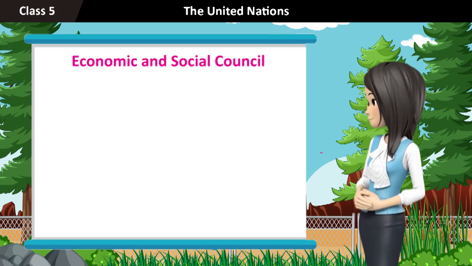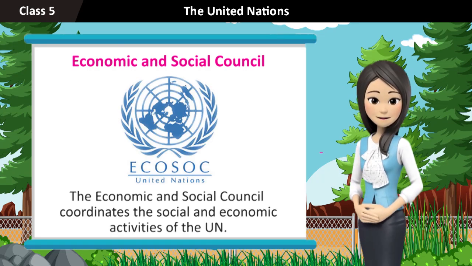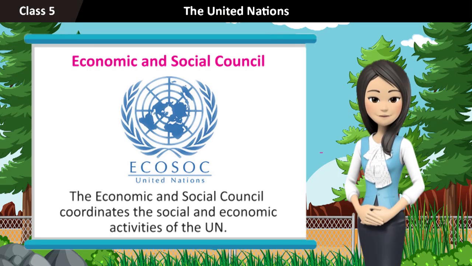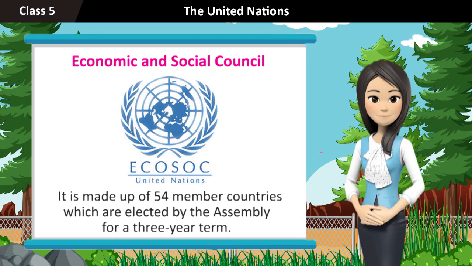Economic and Social Council. The Economic and Social Council coordinates the social and economic activities of the UN. It is made up of 54 member countries, which are elected by the Assembly for a 3-year term.